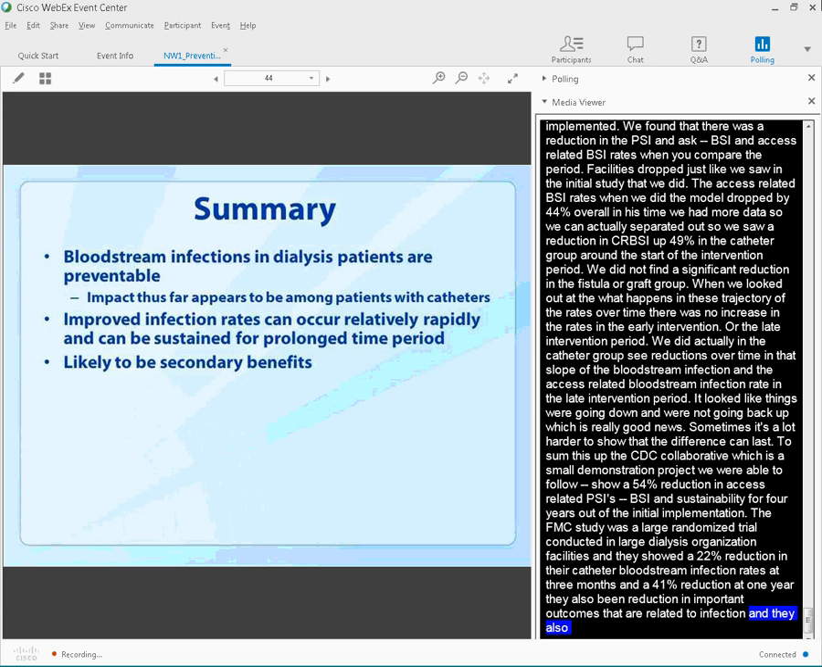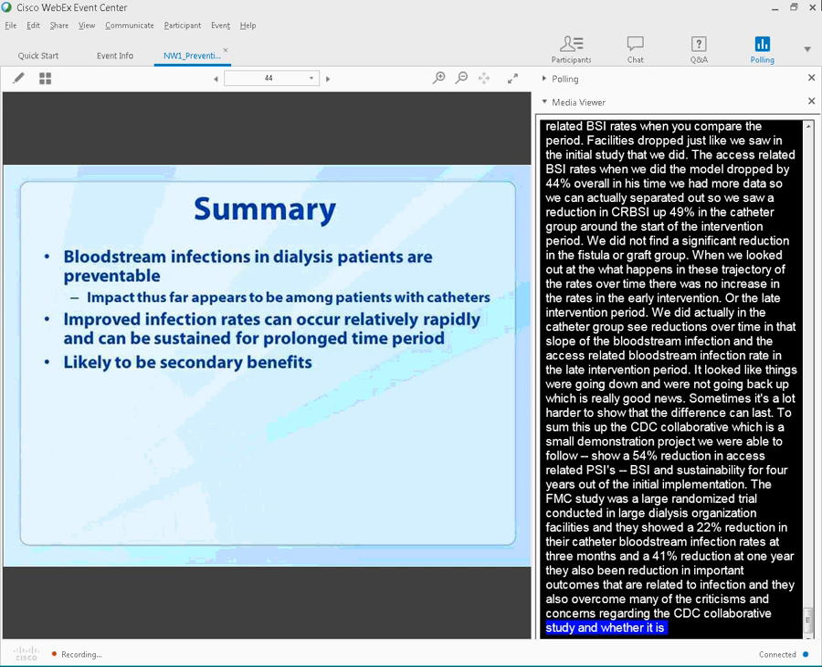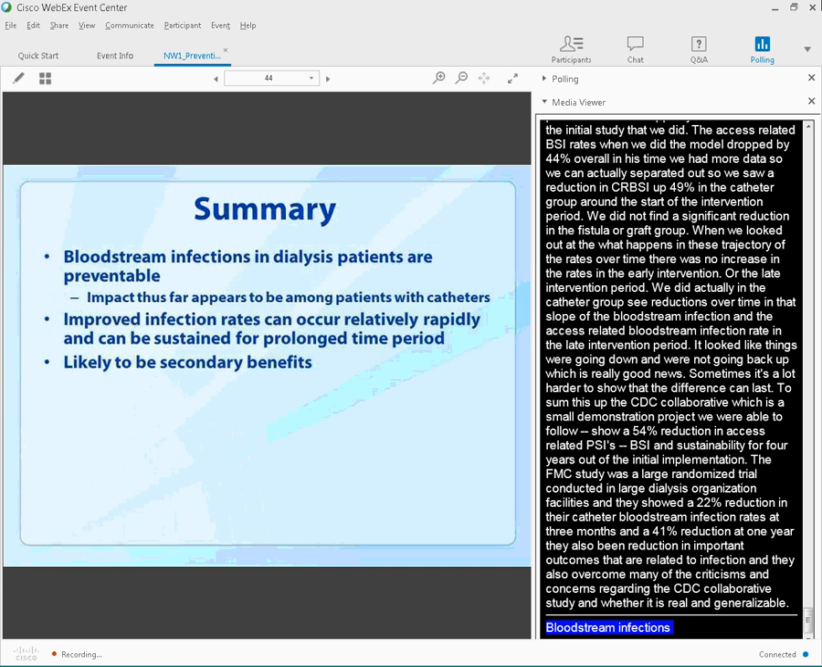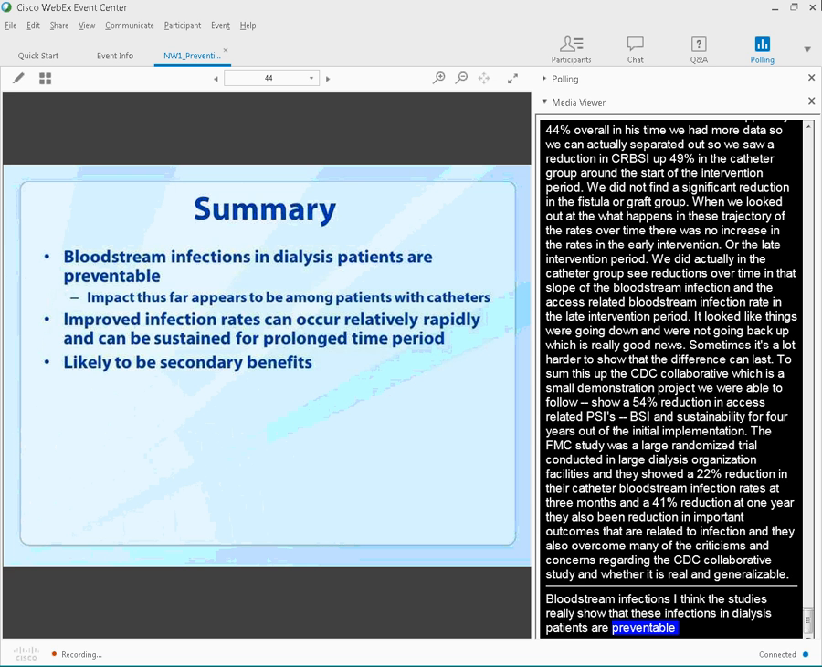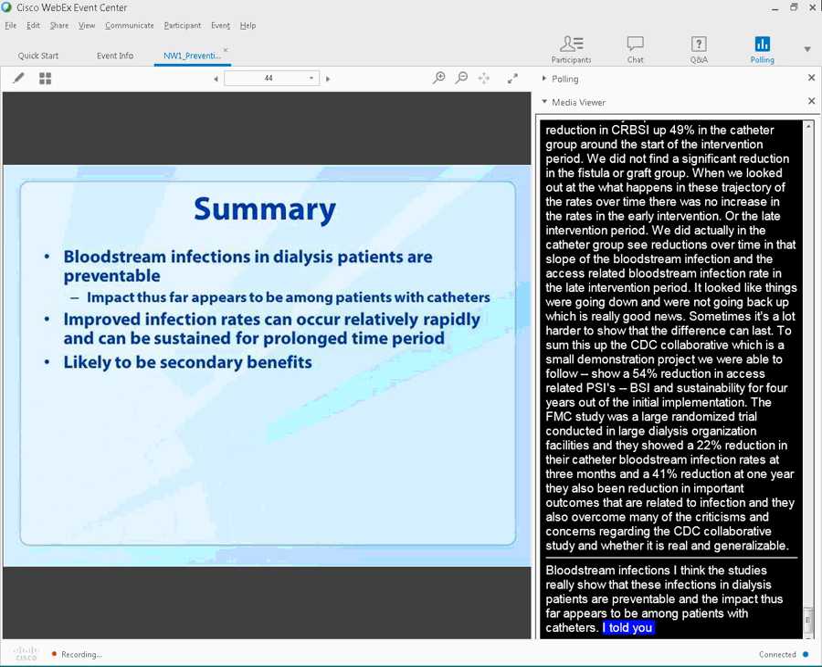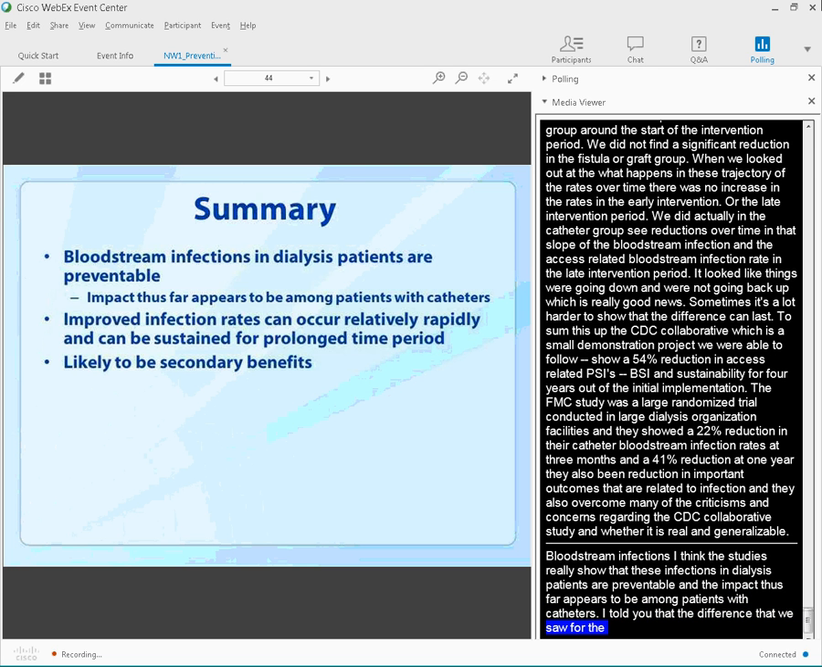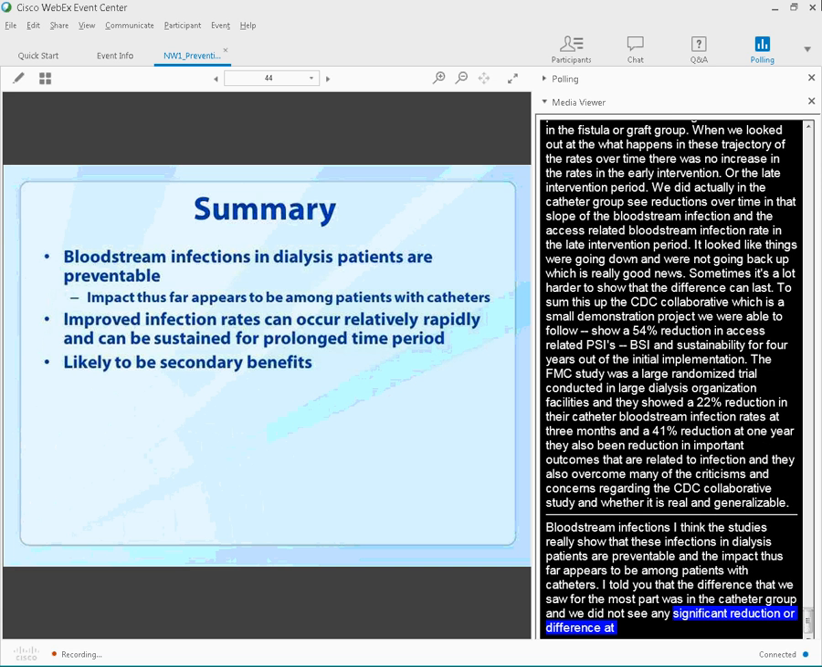So bloodstream infections, I think these studies really show that these infections in dialysis patients are preventable. The impact thus far appears to be among patients with catheters. So remember I told you, I went over this very quickly, but the difference that we saw for the most part was in the catheter group, and we didn't see any significant reduction or difference at all in the rates in the fistula graft group. And of course the Fresenius study really just focused on catheter patients, so we don't know anything about what happened with their fistula graft patients.